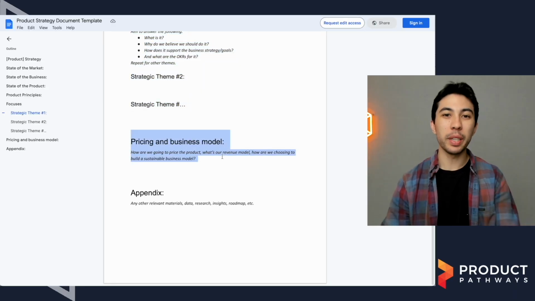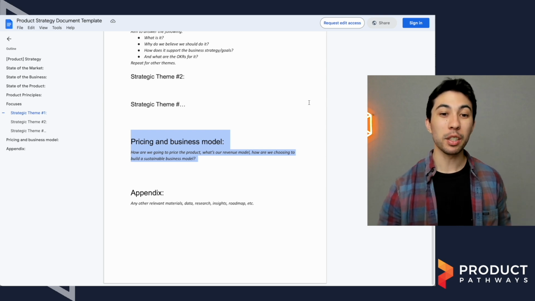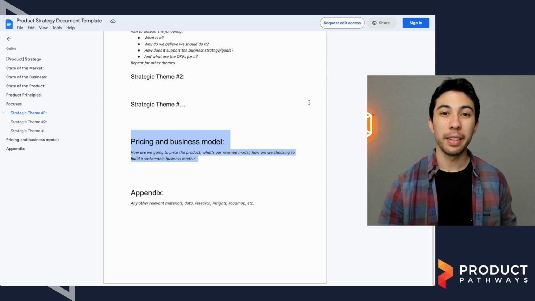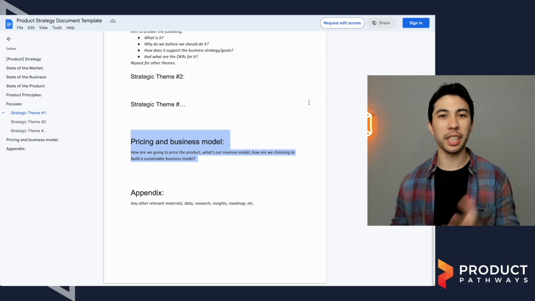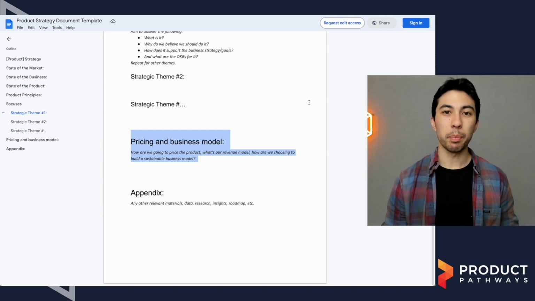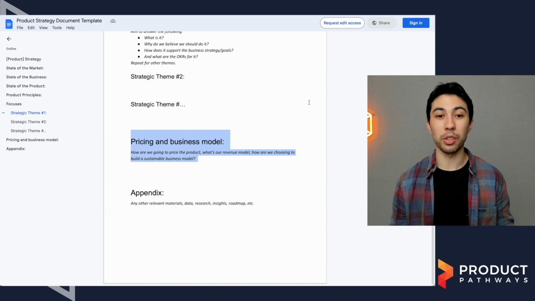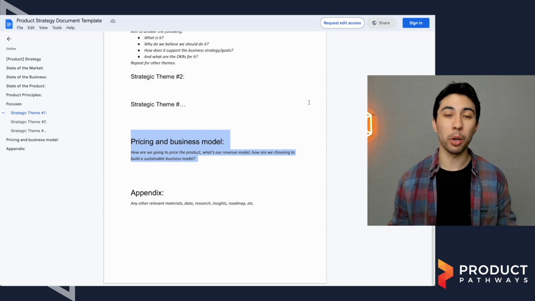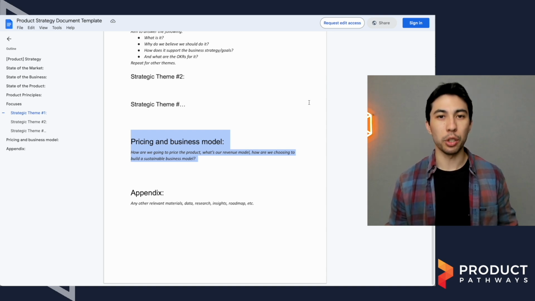The last section we then have before we have the appendix is the pricing and business model section. Now, originally, this section was actually contained within the strategic themes because sometimes we're going to make decisions around pricing, around our business model, and they're actually going to be strategic choices.